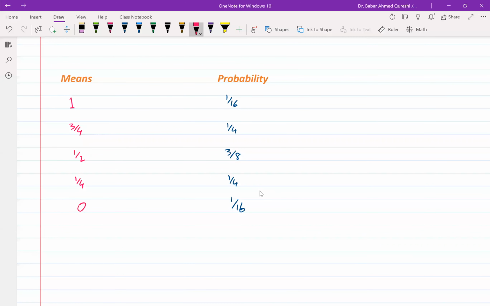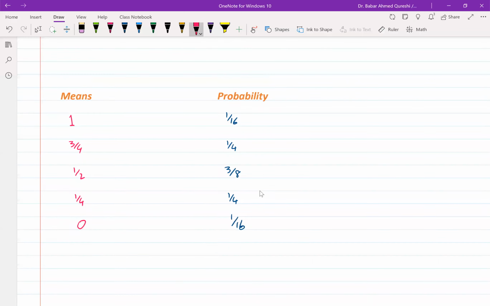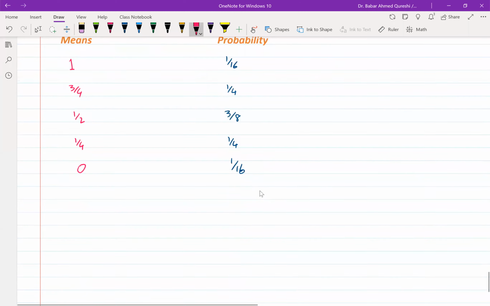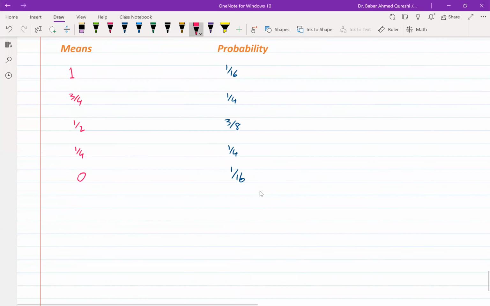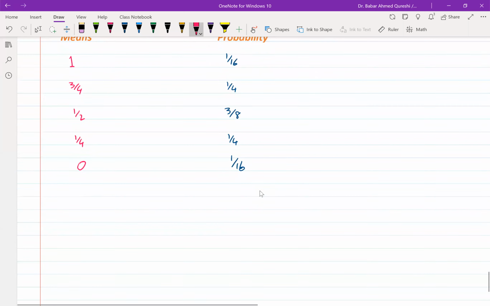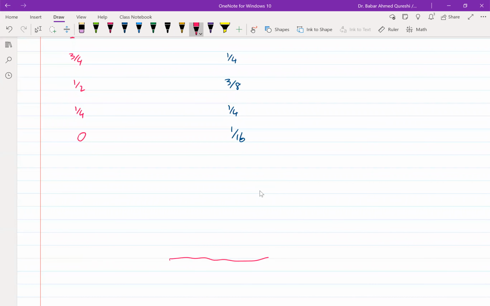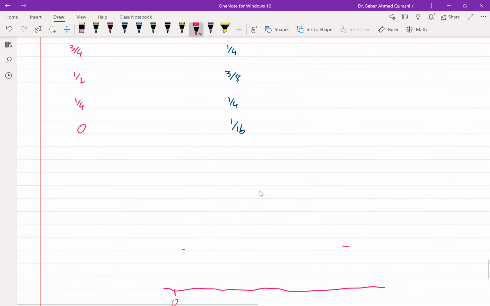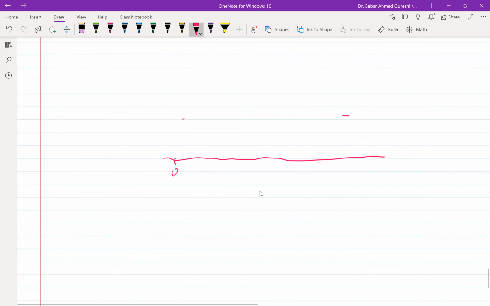And what are their probabilities? I just count how many times they appear. So in this case, I am drawing their probability distribution. I'm inferring what their probability distribution is. I can actually draw it here. So I have a 0, 1 by 4, 1 by 2, 3 by 4, and 1.